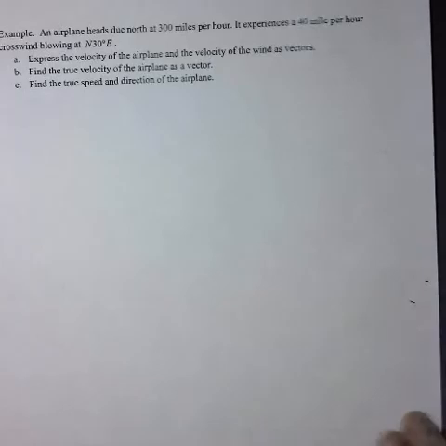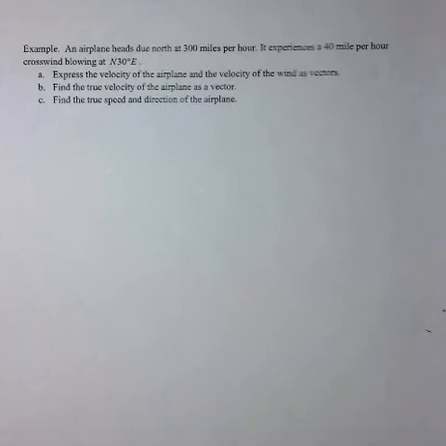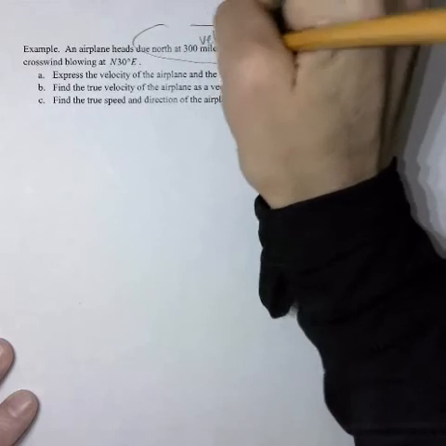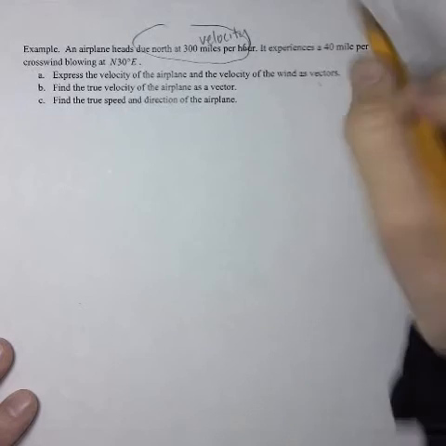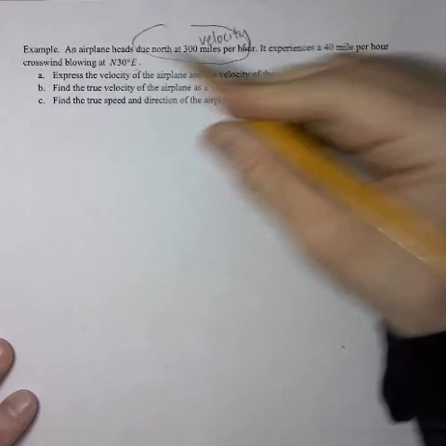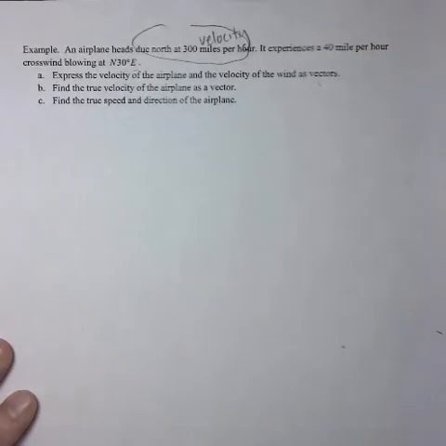Alright, so let's do a couple of applications. So in this first one, we have an airplane. It heads due north at 300 miles per hour. So notice that has a magnitude, 300 miles per hour, and a direction, due north. So that airplane, or that velocity, right, this is velocity, can be expressed as a vector. Then we have a wind blowing at north 30 degrees east at 40 miles per hour. So this can also be expressed as a vector. We've got a speed and a direction.